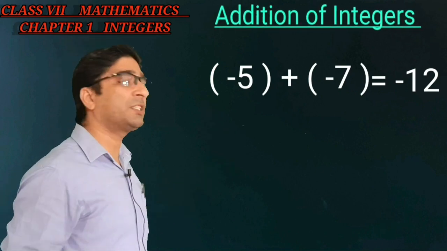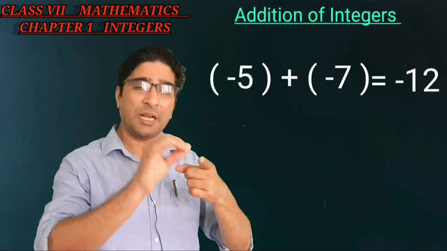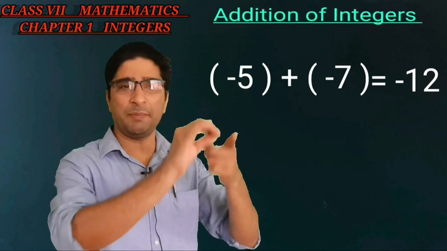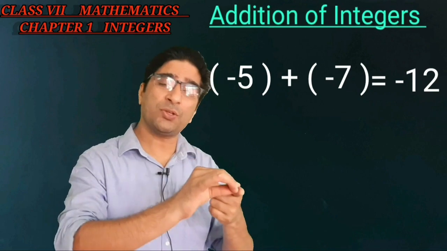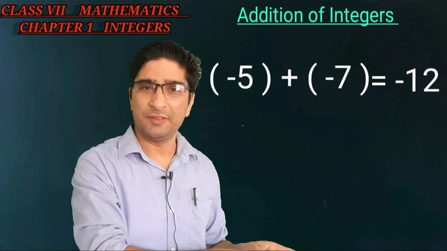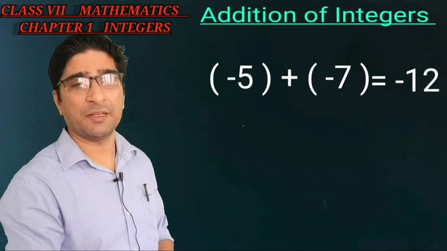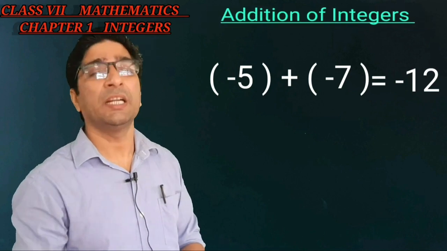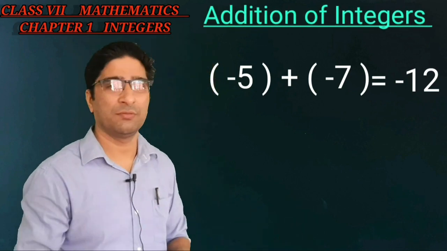We can understand it this way: if both integers have a positive sign, the numbers will be added and the sign remains the same. If both numbers have a negative sign, then also the numbers will be added and the sign will be negative. Here minus 5 and minus 7 are both negative, so the result is minus 12.